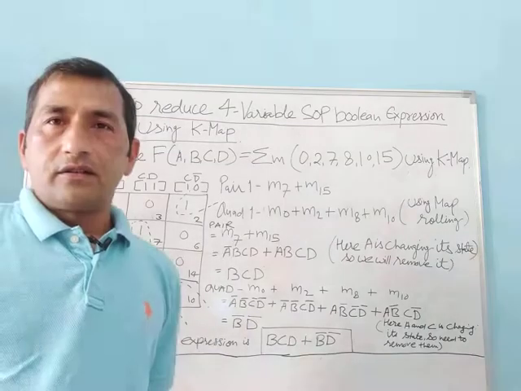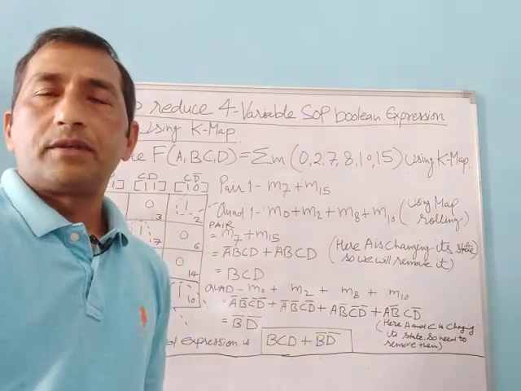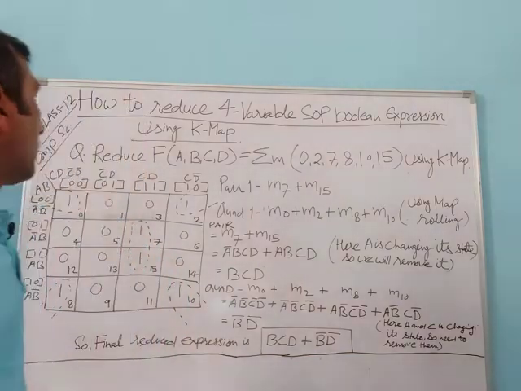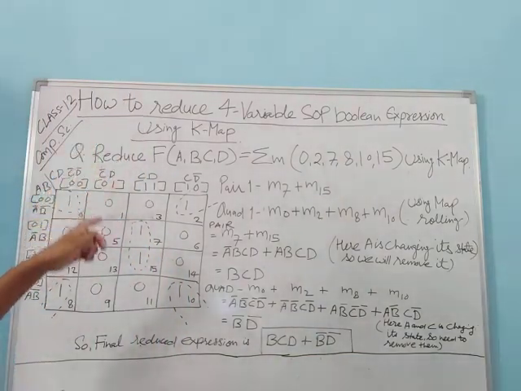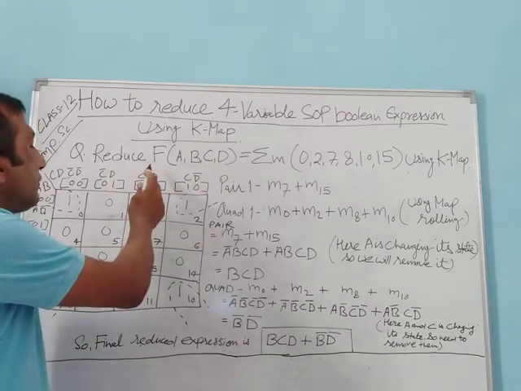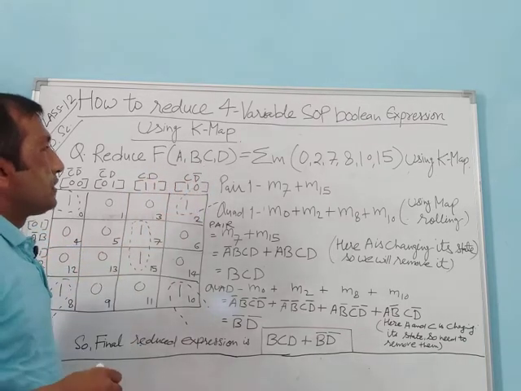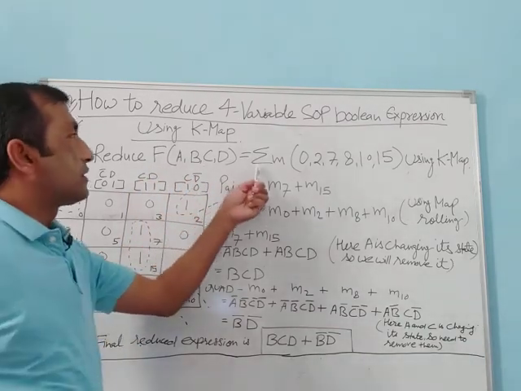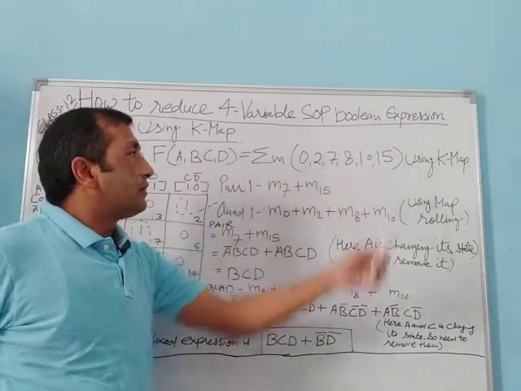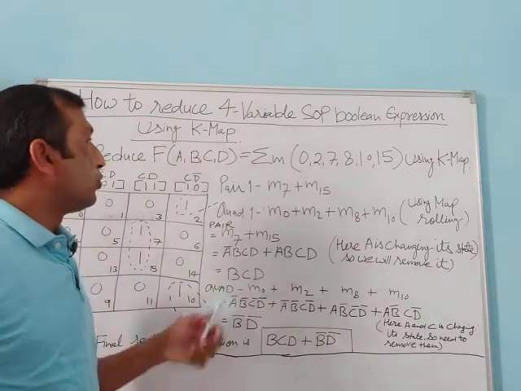Hello my dear student. Today we are going to see how we can reduce a Boolean expression using a 4 variable K-map. As you can see here, this is the expression given to us: reduce f(A, B, C, D), these are 4 variables, sigma m(0, 2, 7, 8, 10, 15). These are actually the Gray code that we already know.